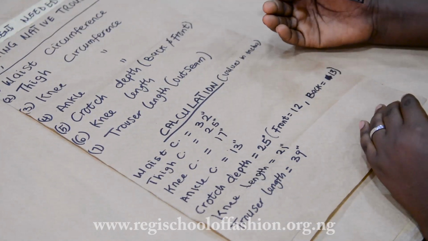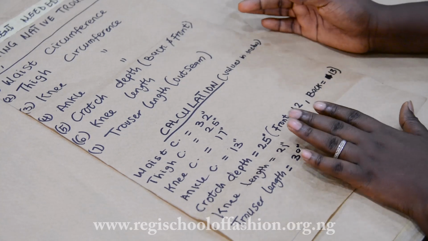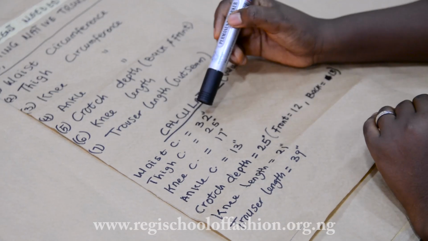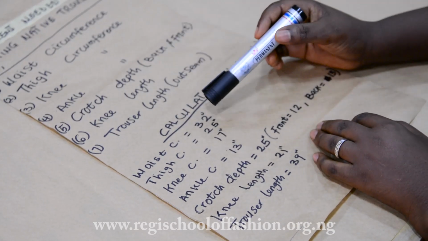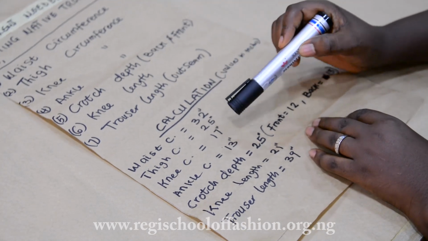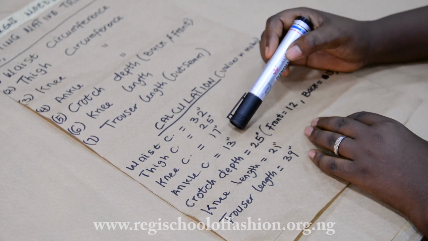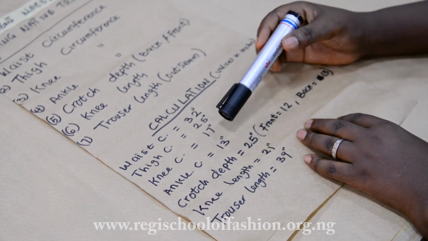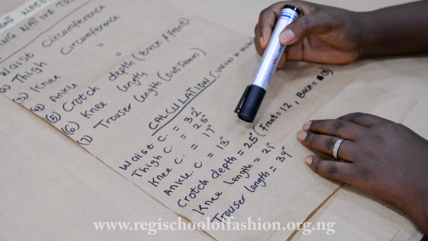So in this tutorial, I'll be making use of the following measurements. The waist circumference I'll be using is 32 inches. Then for the thigh circumference is 25 inches. The knee circumference is 17 inches. The ankle circumference is 13 inches. Then the total crotch depth for the front and back is 25 inches.